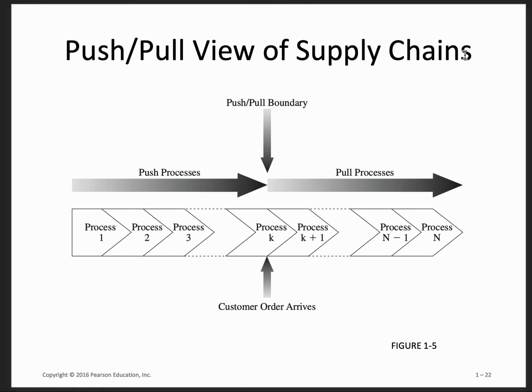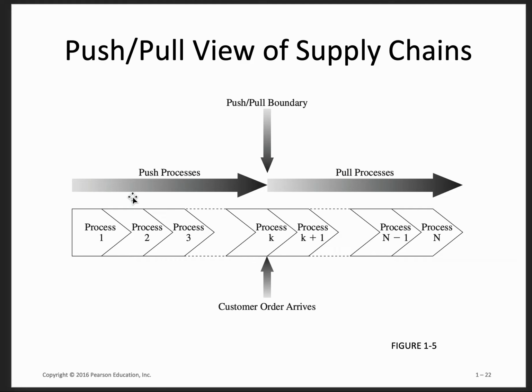The push-pull view says that there is a certain point. So you have all of these processes that are part of a supply chain, everything going from raw materials all the way to a retailer and then the customer. Now, it comes down to where the customer places their order, right? So if the customer places their order here, it means that all of these processes here are pull processes, which means that they can do their job after the customer places the order, but all the push processes are pushing towards the customer order.